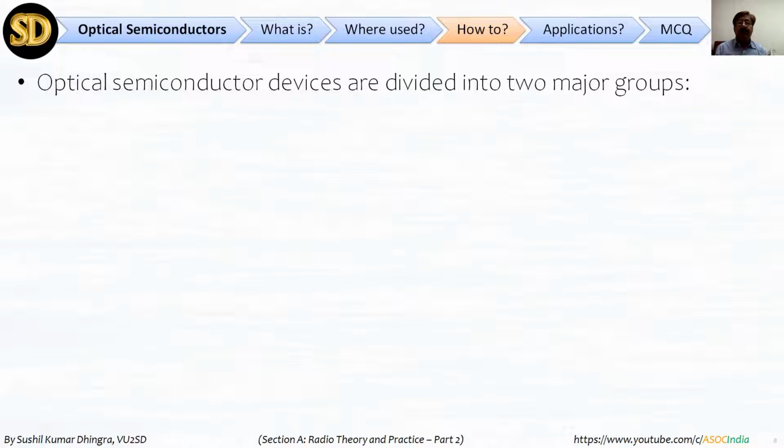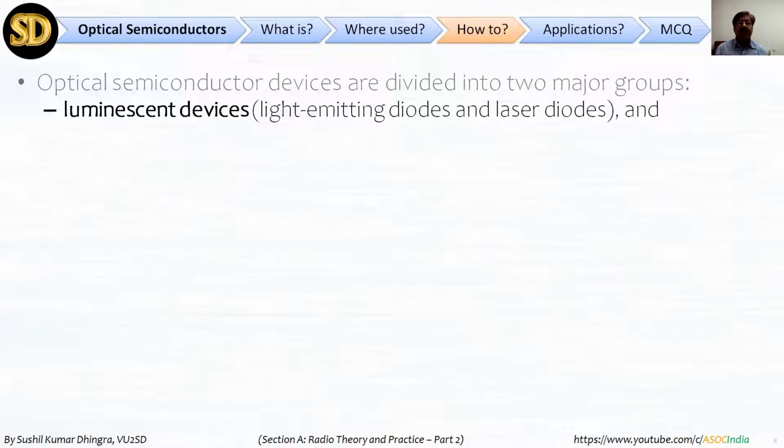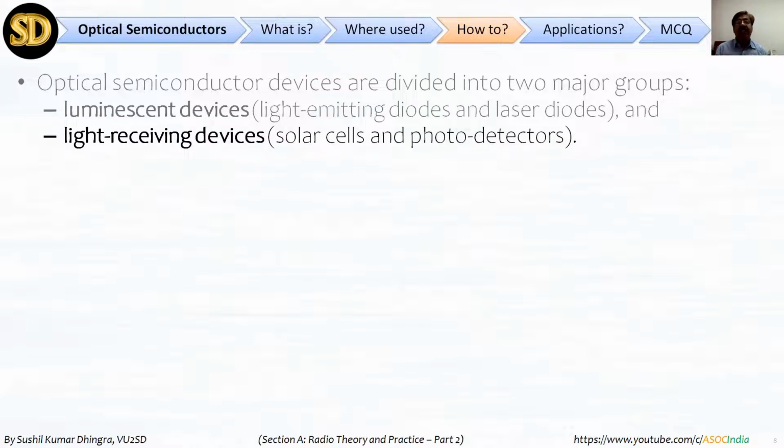So optical semiconductors are divided into two major groups. Just a recap. First, luminescent devices, which are light emitting diodes and laser diodes, which create lights, and the other, light receiving diodes, which receive lights. They convert light into electricity, like solar cells and photodetectors. This continues the previous slide, which I already told you about.